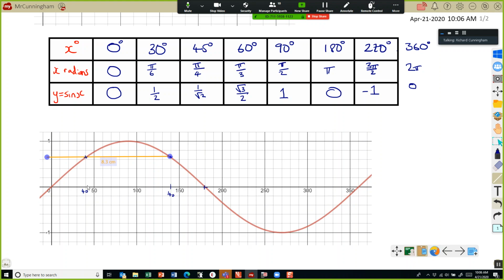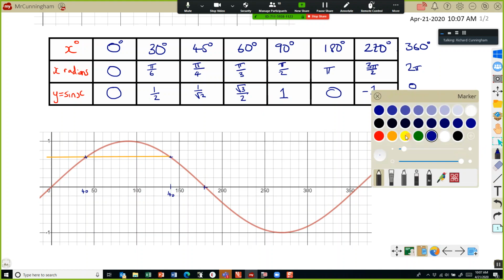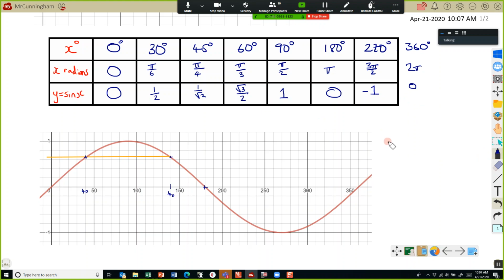Okay, now how many degrees is 40 away from 0? Yep, and how many degrees is 140 away from 180? Yeah, so what I'm saying here is sine of 40 degrees is exactly the same as sine 140 degrees. What would sine of 30 degrees be the same as?